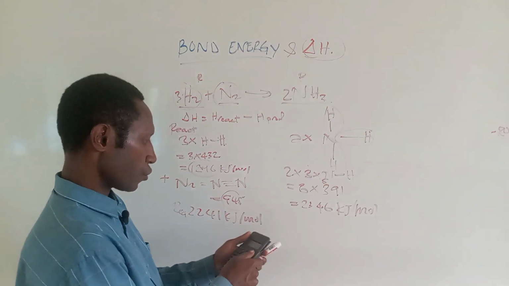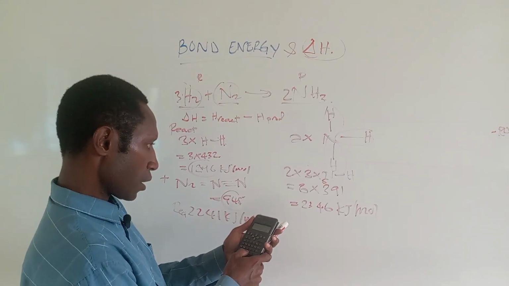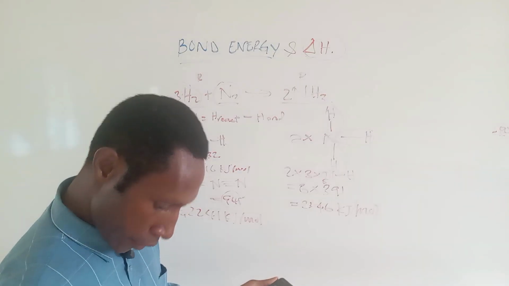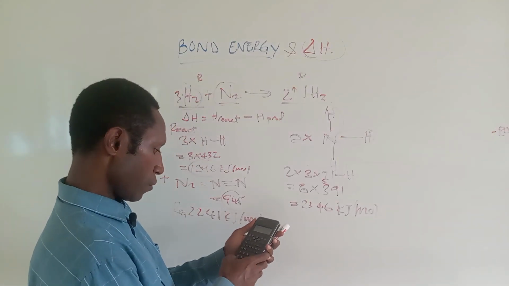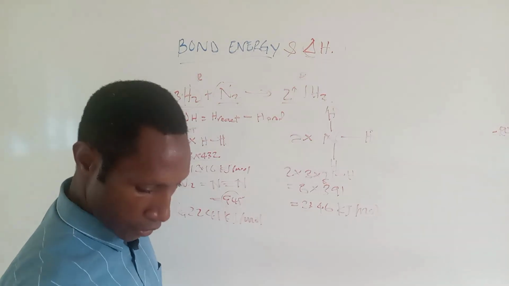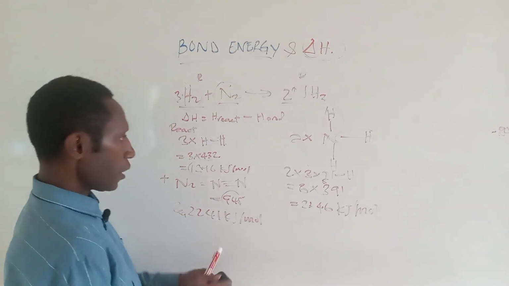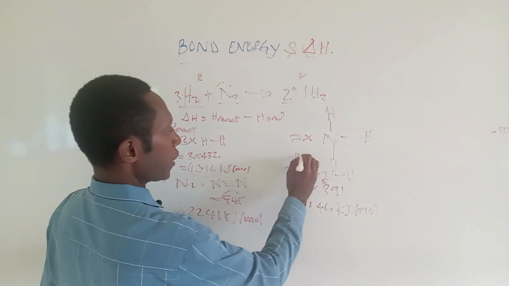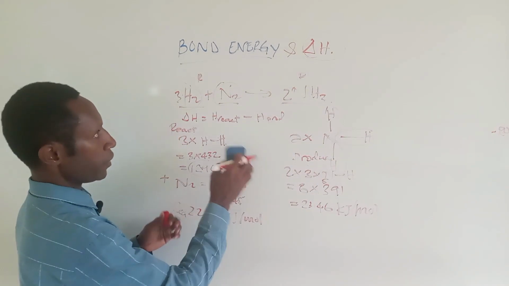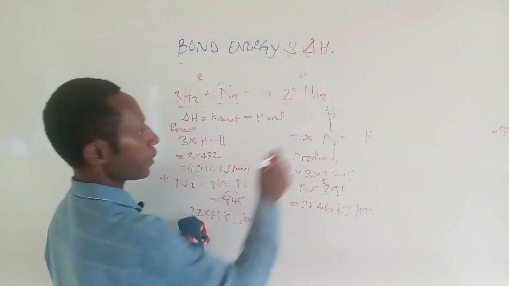Okay, let me push the calculator. 391 times 6. Okay, 2346, that's correct. Now that we have already calculated for the product and reactant, now we'll substitute into this equation.